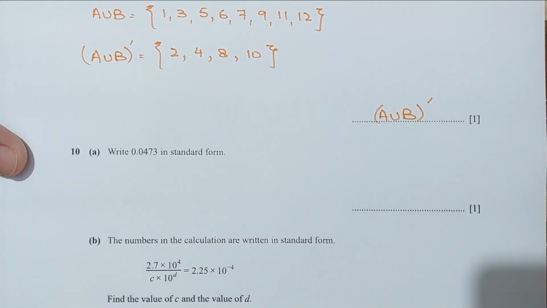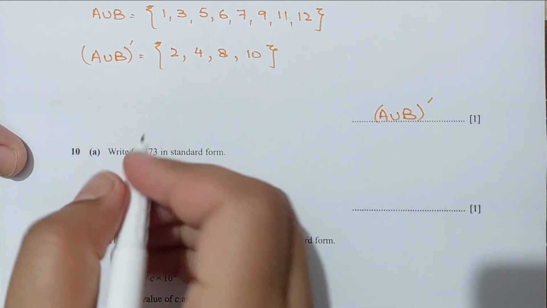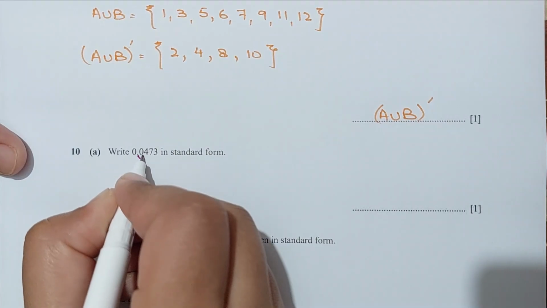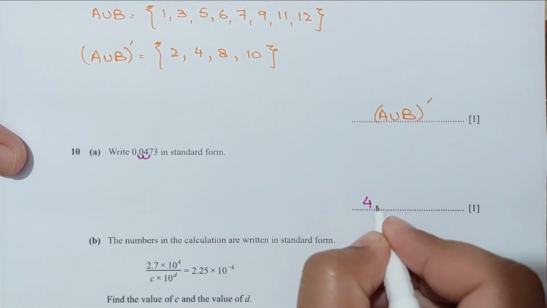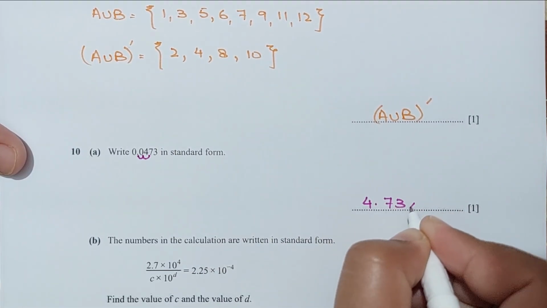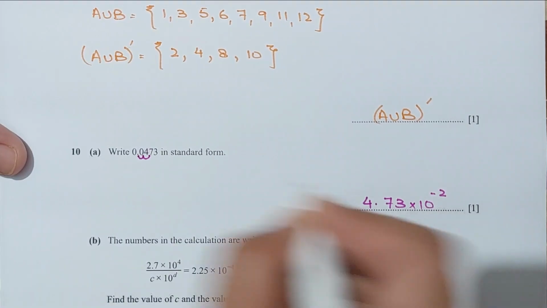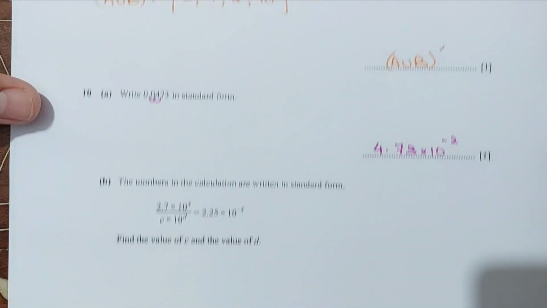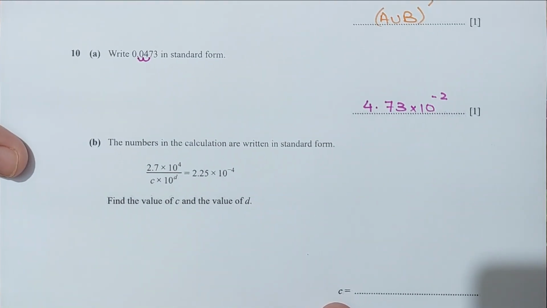Question number 10. Write the number in standard form. So move the decimal point 1 unit and 2 units to the right. So 4.73 times 10 to the power minus 2, because we are moving to the right, so the power is negative.